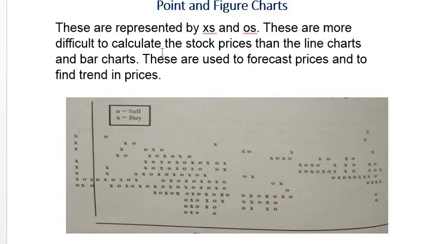So these are more difficult to calculate the stock prices than the line charts and bar charts. These are used to forecast prices and to find trends in prices. Of course, it is not as easy as line and bar charts. Here we use representations like Xs and Os.